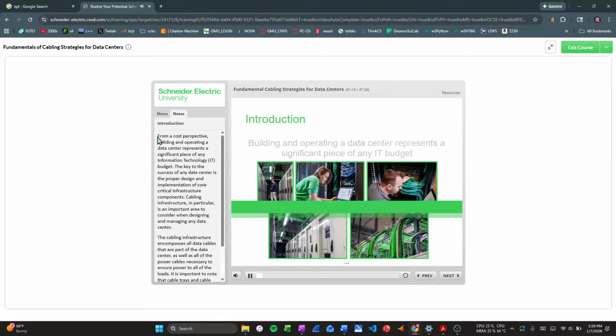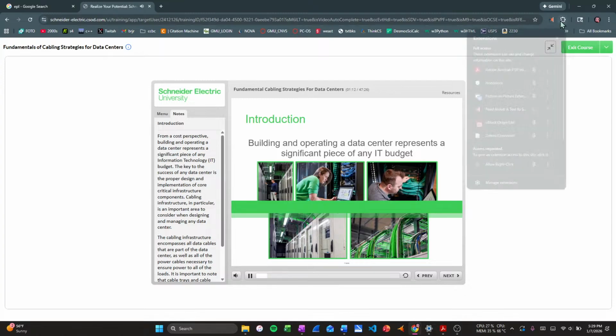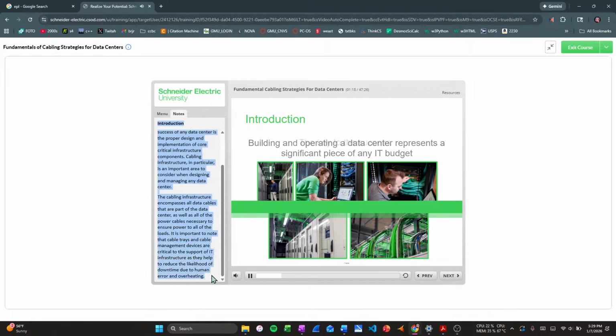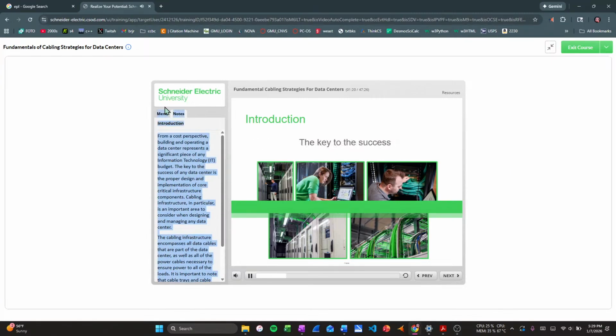From a cost perspective, building and operating a data center represents a significant piece of any information technology budget. The key to the success of any data center is the proper design and implementation of core critical infrastructure components. Cabling infrastructure in particular is an important area to consider when designing and managing any data center.